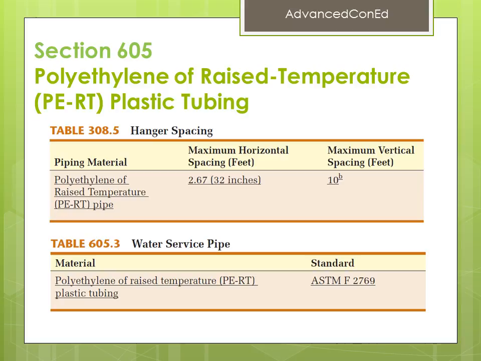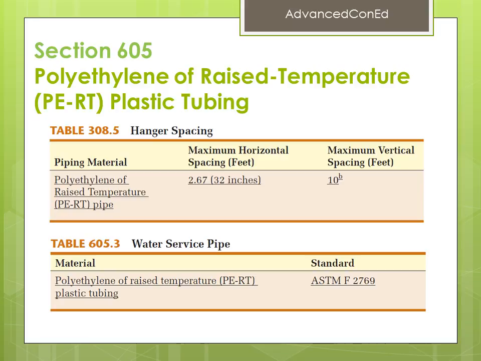Section 605, Polyethylene of Raised Temperature PERT Plastic Tubing. Table 308.5, Hanger Spacing. Piping material, polyethylene of raised temperature. Maximum horizontal spacing, in feet, 2.67, or 32 inches. Maximum vertical spacing in feet, 10.